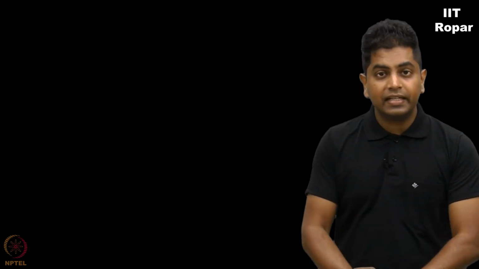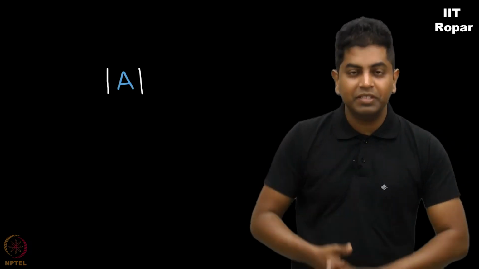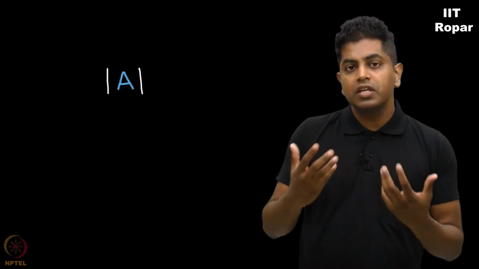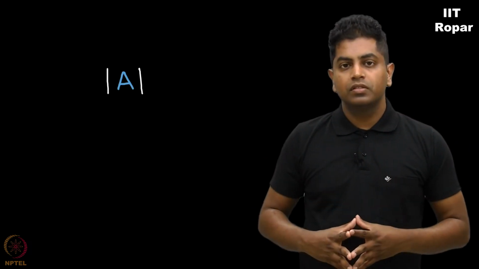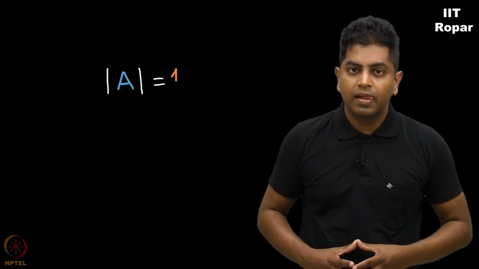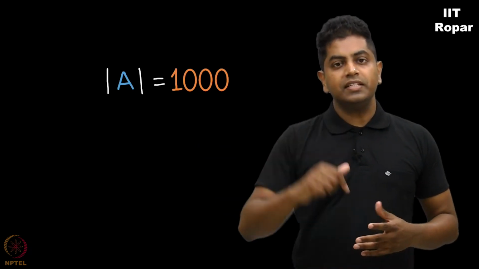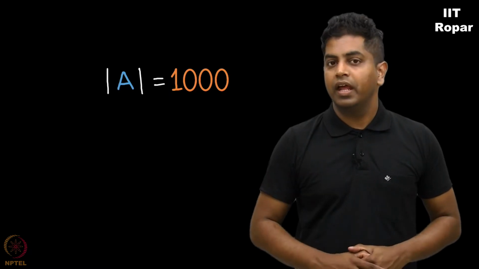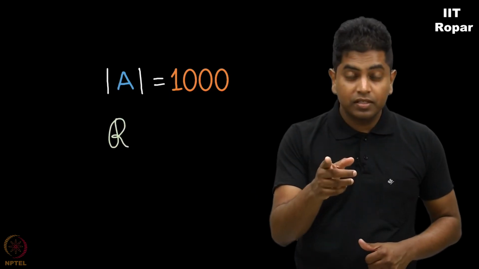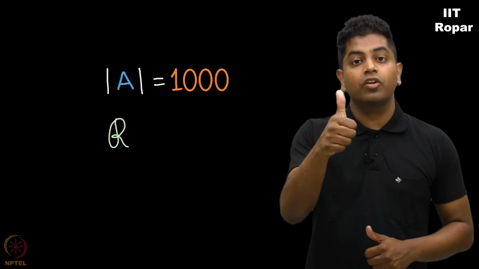So let me take my set S or A. By the way, S and A I use interchangeably. Let me take a set A with 1000 elements, and then let me consider some relation on A. What do I mean by some relation? A relation R is a subset of A cross A.